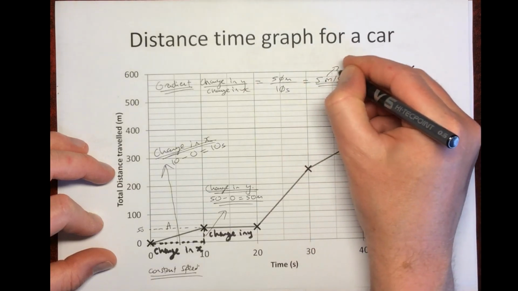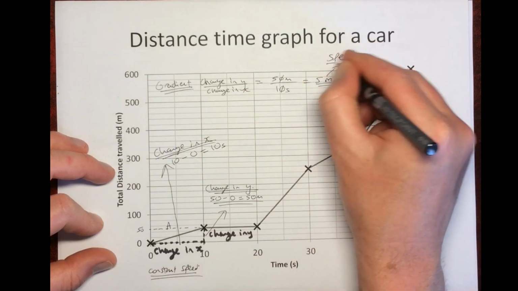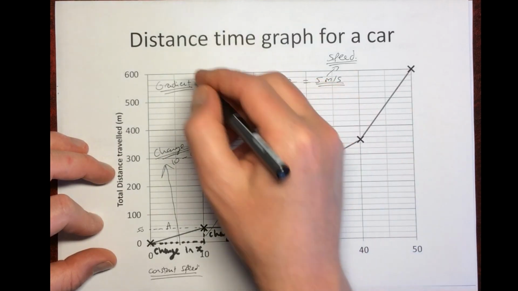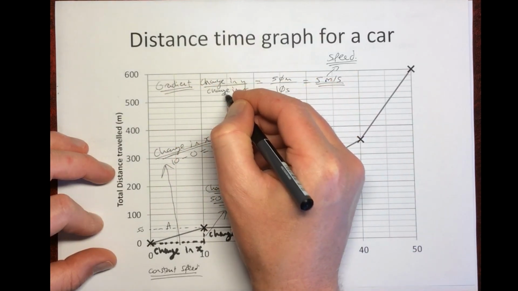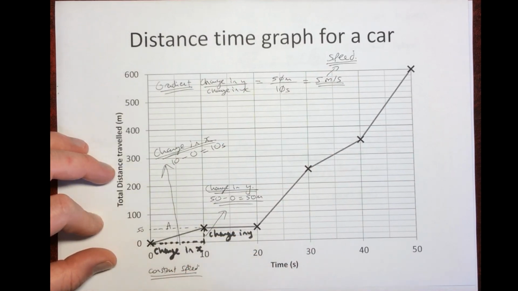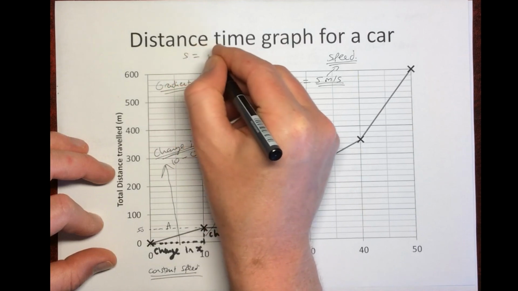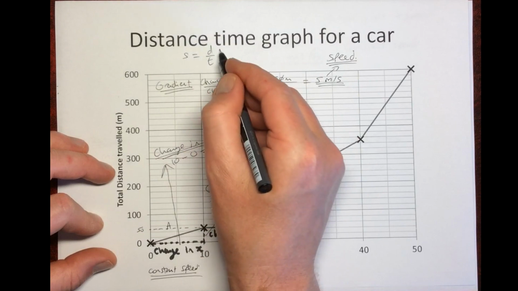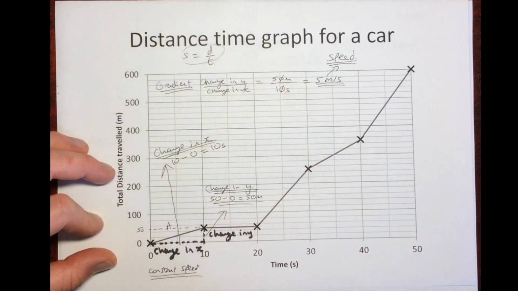And what this gives us is the speed. So by calculating the gradient of this graph, we've worked out the speed of the object in this section. So the speed of this particular object is 5 meters per second during section A. It makes sense because when we're doing the gradient, we're doing change in y over change in x. On the y-axis we've got distance, and on the x-axis we've got time. So essentially we're doing distance over time, and that equals speed. So that's why the gradient of this graph gives us the speed.